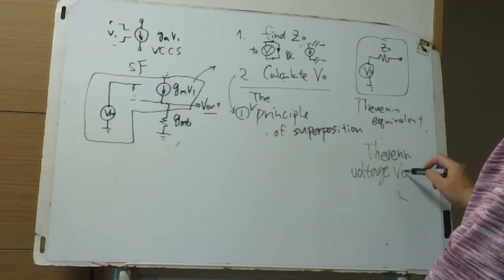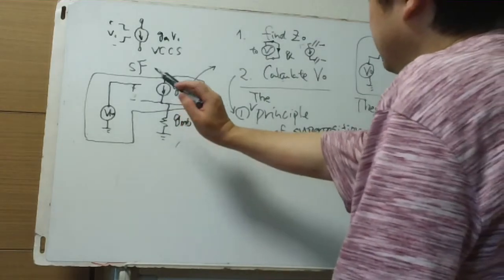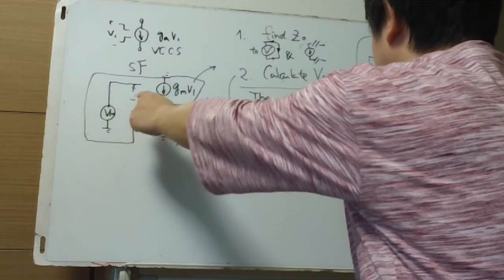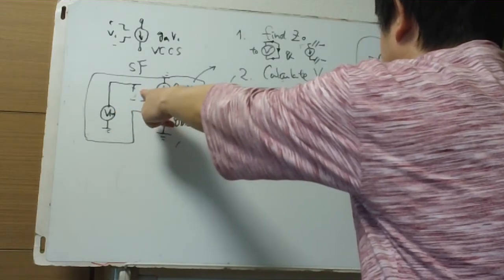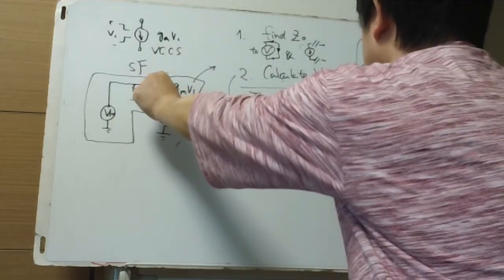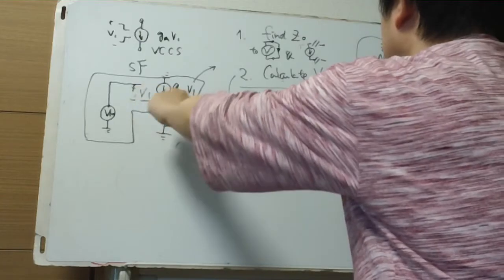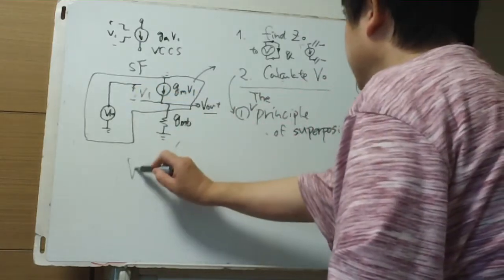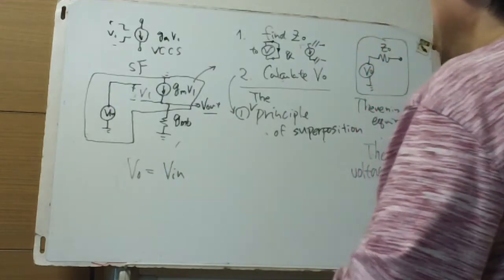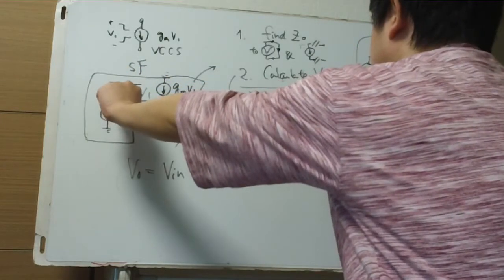equivalent VO. Shorten V1. Pick up this V in, shorten V1. We find from here that VO equals V in, and then shorten V in.